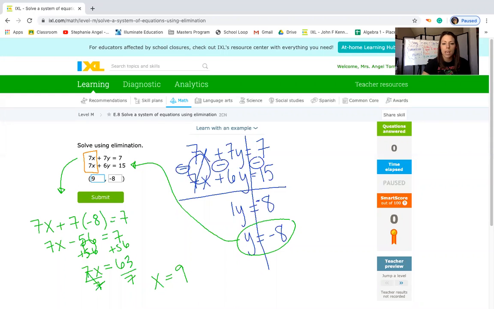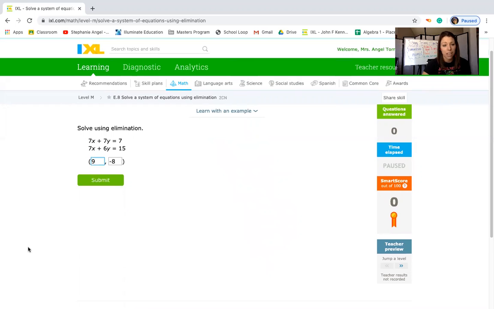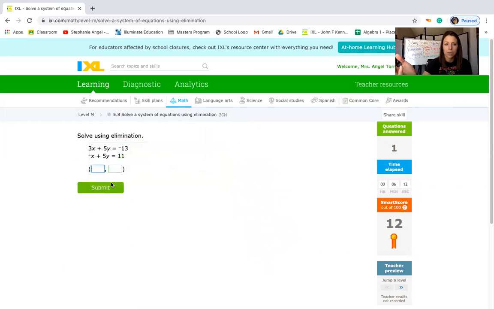Okay, so over here, we're going to come back to our answer. We know that x is 9 and y is -8. And in IXL, what's nice is that you don't necessarily have to check. They'll do that for you. And we were correct. Huzzah, wonderful.